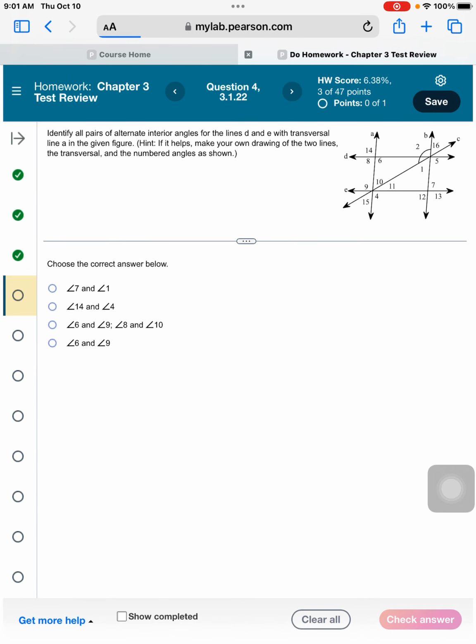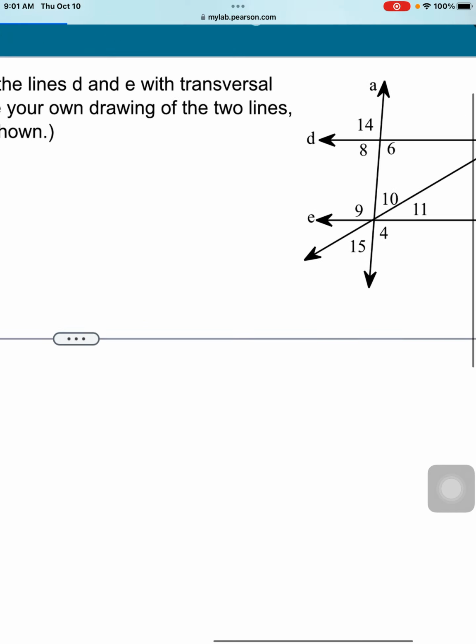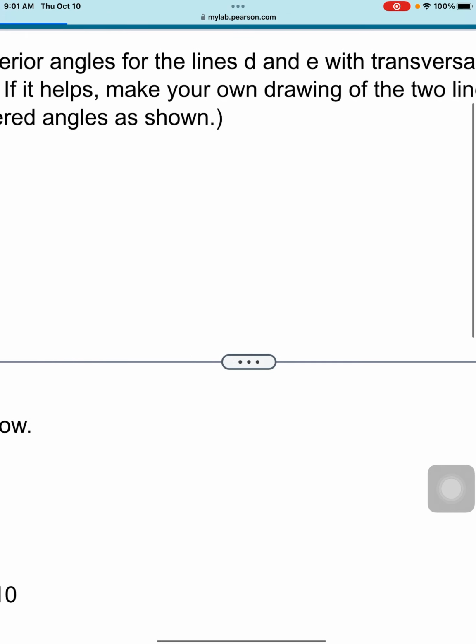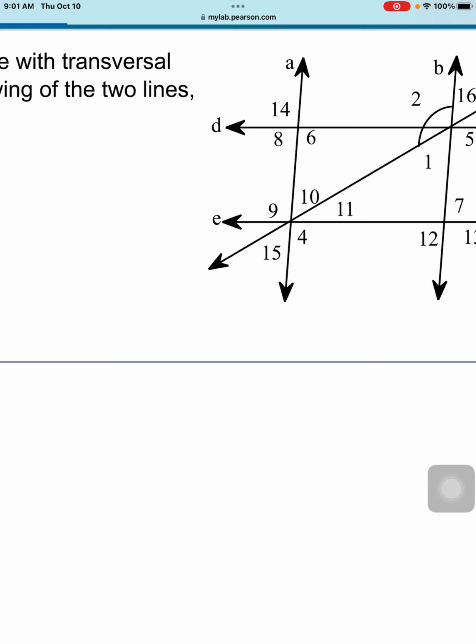Okay. Identify all pairs of alternate interior angles for the lines D and E with transversal A. So once again, we don't care about B at all, guys. All this goes away. What was it again? Alternate interior. So the alternate interior angles are 6 and 9.